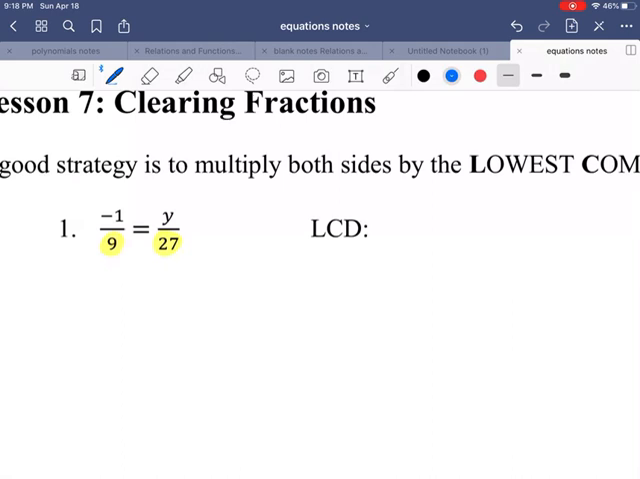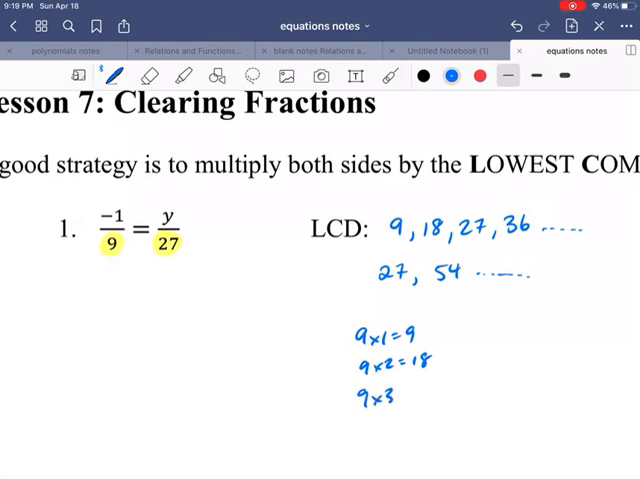So if we think of the multiples of 9, we've got 9, 18, 27, 36, and so on and so forth. The multiples of 27 are 27, 54, and so on and so forth. And what multiples are would be like 9 times 1 is 9, 9 times 2 is 18, 9 times 3 is 27, 9 times 4 is 36. So these are multiples, okay?